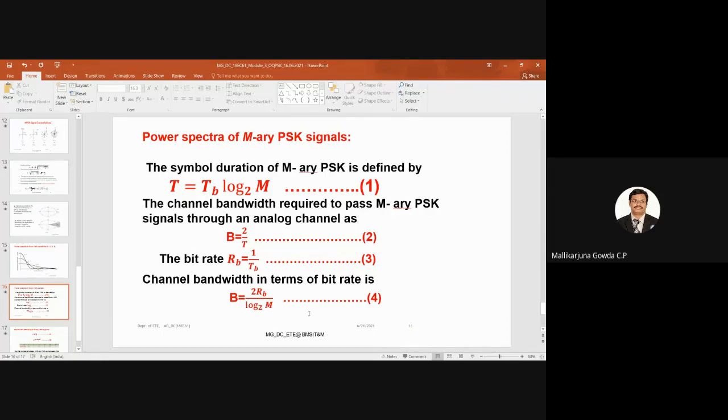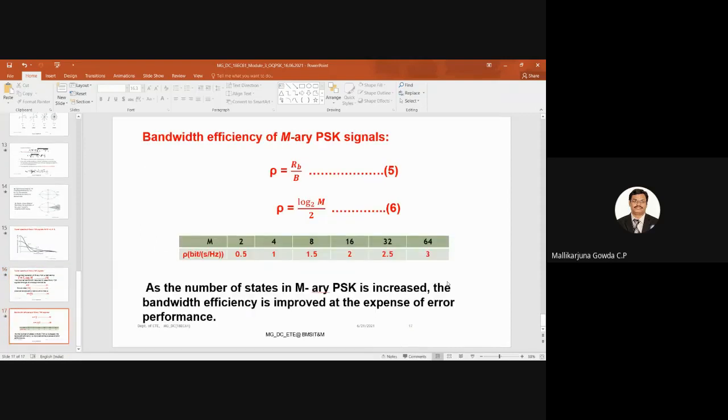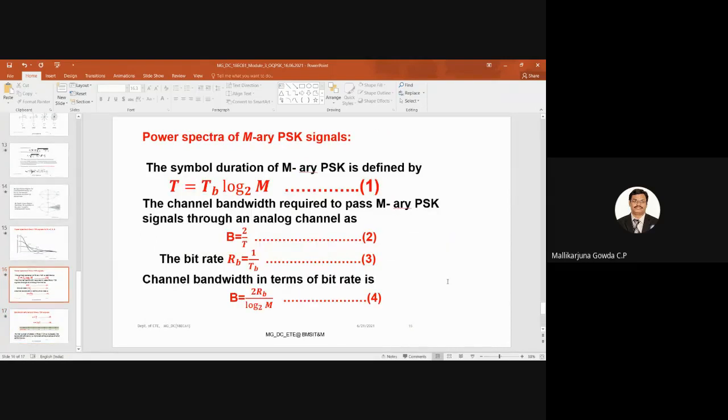Yes, is this fine? Or do you have any questions to ask? This is a very, very important formula, because they may ask simple numericals. They will give you the value of M and they may give the value of bit rate. They may ask you to calculate the bandwidth required. Fine, I hope you will be able to do that now. Very simple, just a substitution. Yes, students, do you have any questions with respect to expressing the symbol duration and the channel bandwidth required for an M-ary PSK signal?